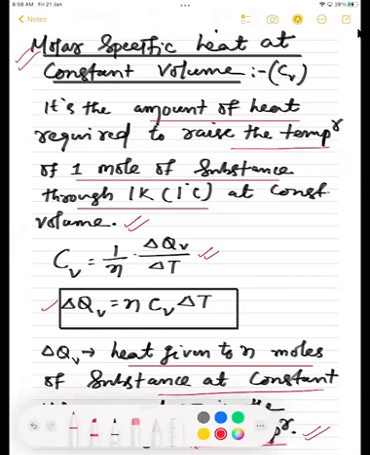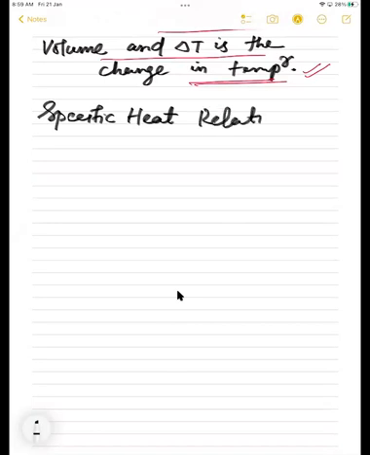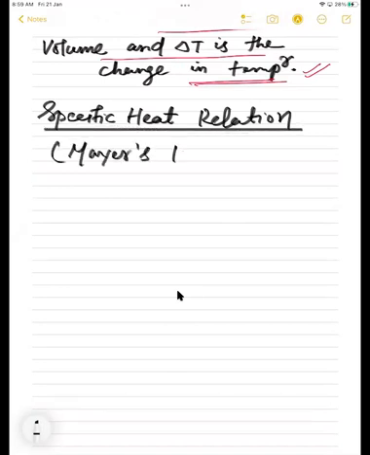So next, let's know the relation between them: the relation between Cp and Cv. That is also known as Mayer's formula. Give heading: specific heat relation. Let's know about the specific heat relation, also known as Mayer's formula, right? Let's derive that one.